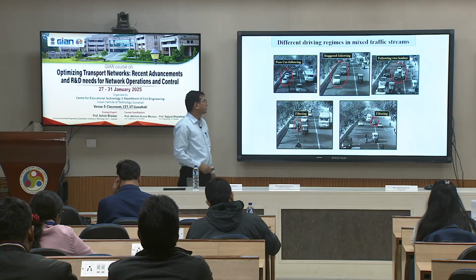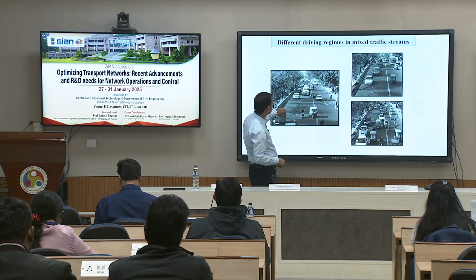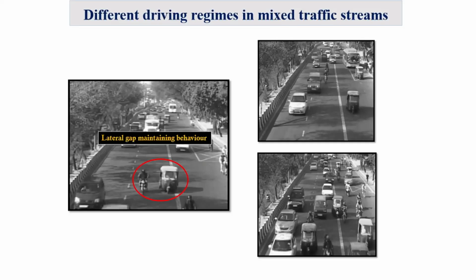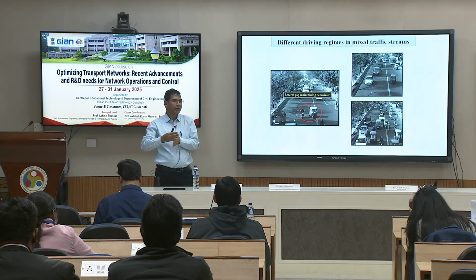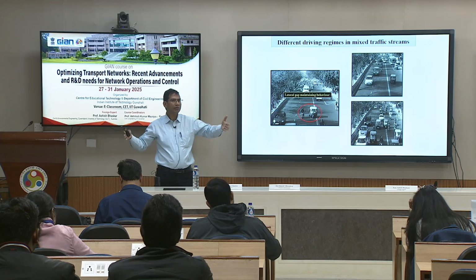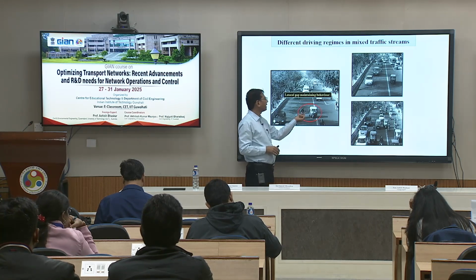So if you want to study all these behaviors, then a few more parameters need to be discussed. One is how much lateral gap vehicles are maintaining. If we assume that vehicles are interacting two dimensionally, it is not limited to measuring only longitudinal gap. You need to consider lateral gap because the lateral vehicle also impacts the behavior. So what kind of gap are they maintaining?